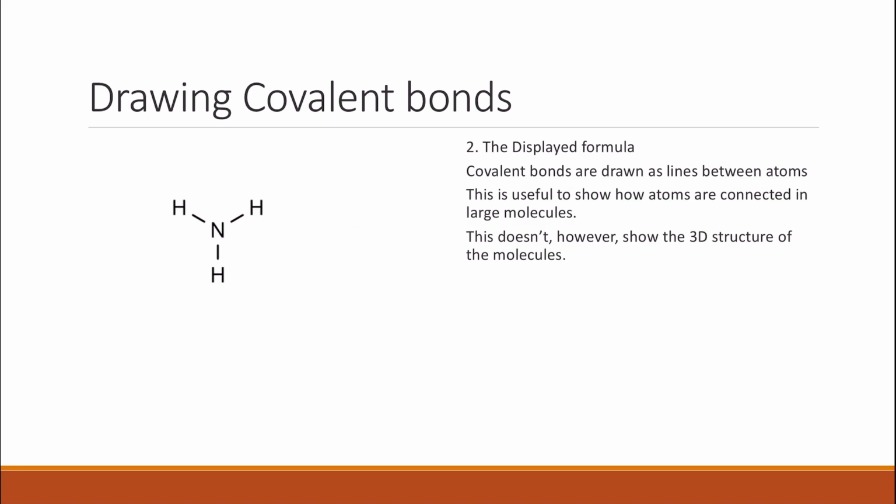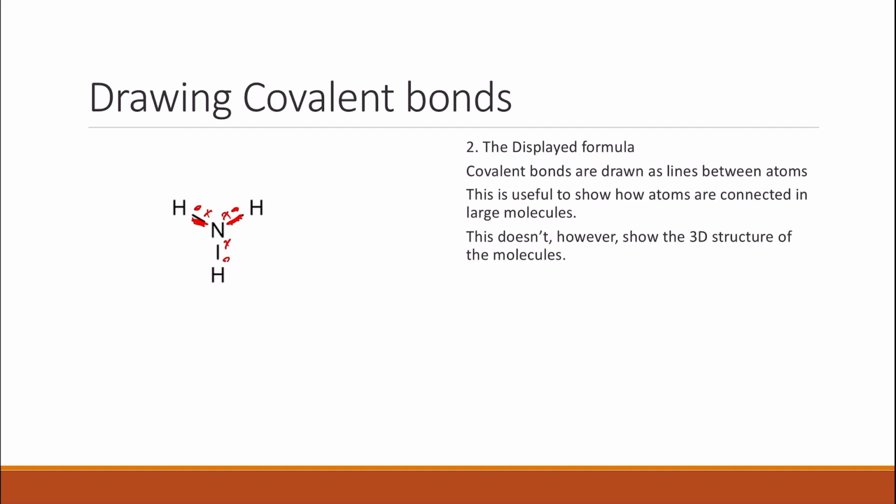There is another way of drawing covalent bonds, which is called the displayed formula. In the displayed formula, the covalent bond is drawn as a line between the atoms. Each line represents 1 pair of shared electrons, like this. This is ammonia, NH3. There are 3 covalent bonds between nitrogen and 3 different hydrogens.